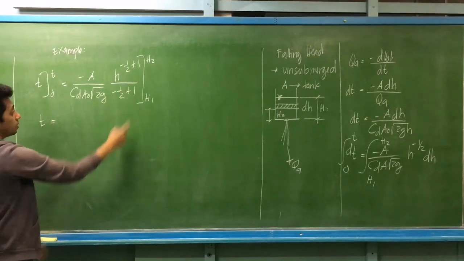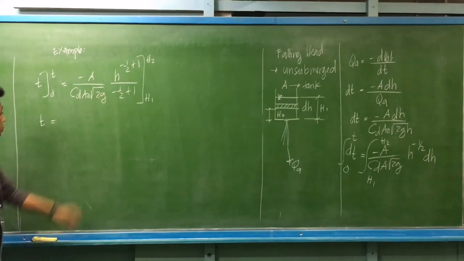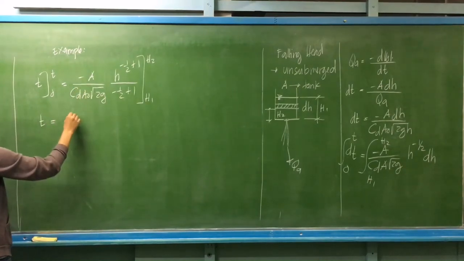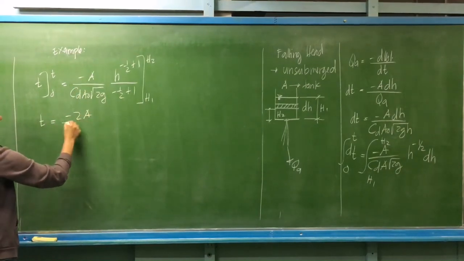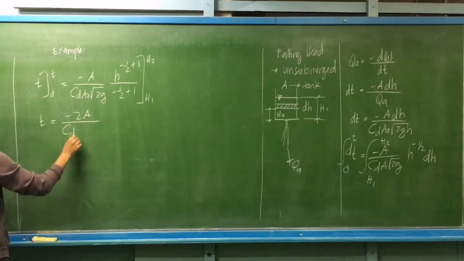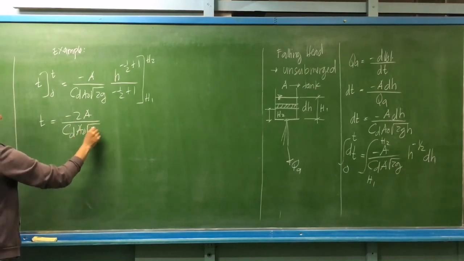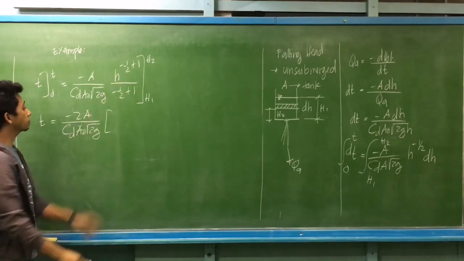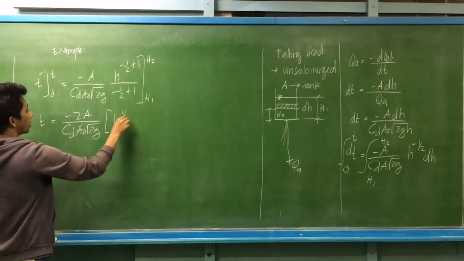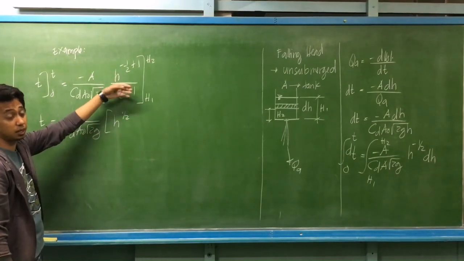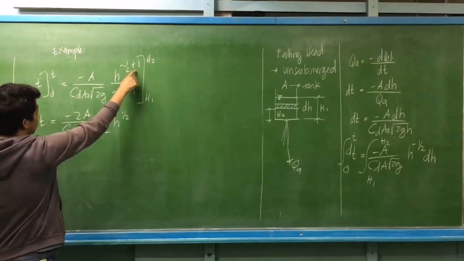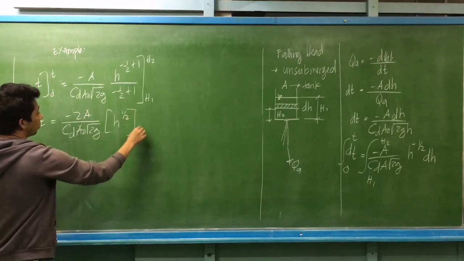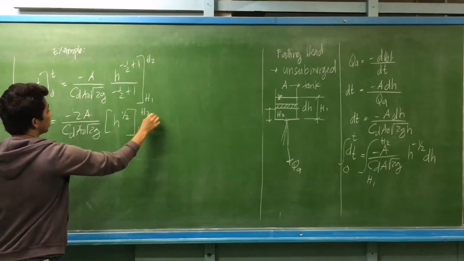Negative 1 half plus 1 is positive 1 half, reciprocal, we put that on top, negative 2, area, divided by C sub D, area of the orifice, the square root of 2g. For this one, what remains is positive h raised to 1 half. The exponent is positive now, negative 1 half plus 1, so positive 1 half, to be evaluated from H1 to H2.